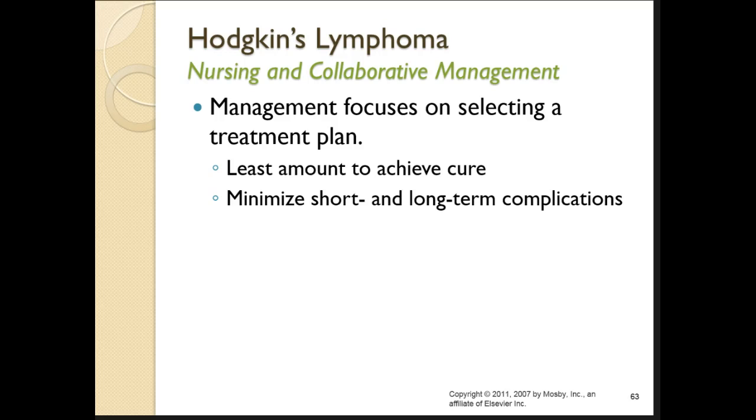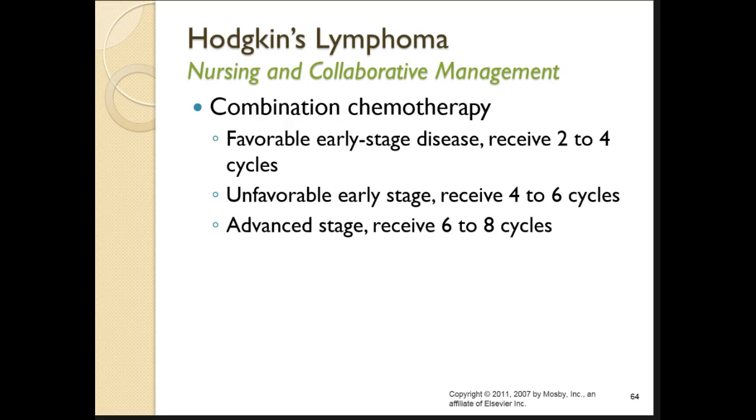The next slides are just discussing some of the things I've already talked about in a previous slide in regards to the management, focusing on the treatment plan to the least amount to achieve a cure and to minimize short and long-term complications. Again, they can use combination chemotherapy, which can vary anywhere from 2 to 4 cycles if it's an early stage, to 6 to 8 cycles of treatment with chemotherapy in the advanced stages.